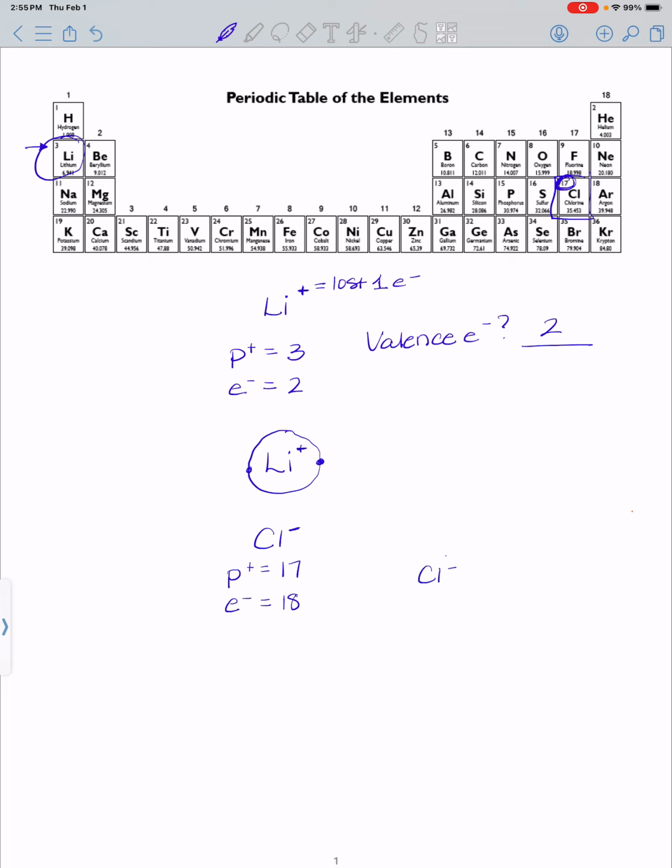So Cl negative, first shell holds 2. Every other shell past that holds 8. I'm trying to reach 18. So I'm putting 8 there. We have 2 from the first shell. We've used 10 total electrons so far, and we still have 8 more. 1, 2, 3, 4, 5, 6, 7, 8. So if we look at the valence shell of this chlorine anion, it has 8 electrons.